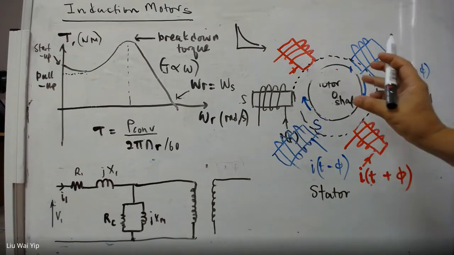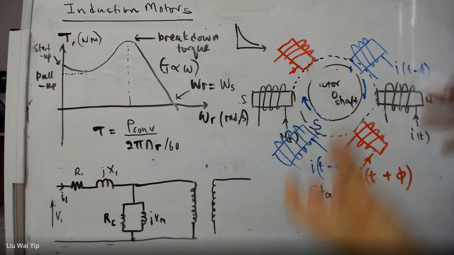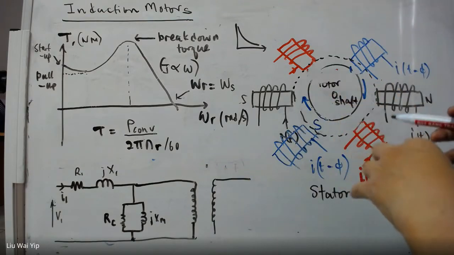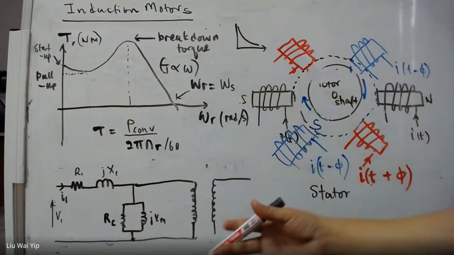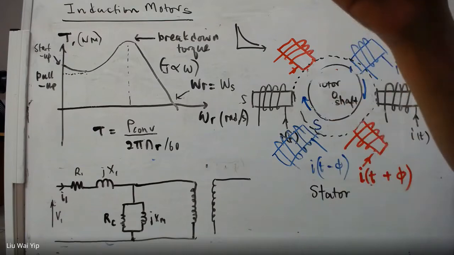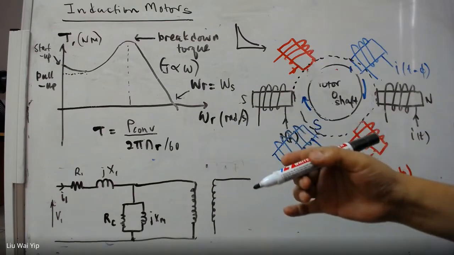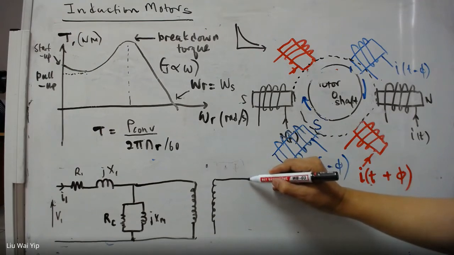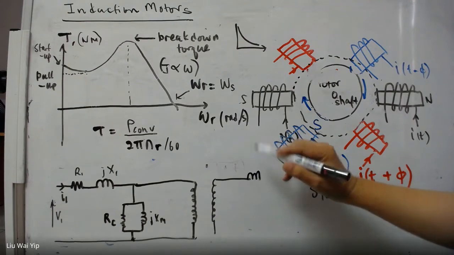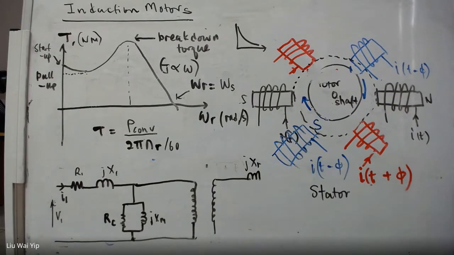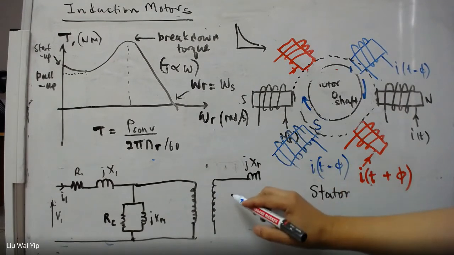The rotor doesn't have any wire connection, but we can conceptualize it as a real secondary of the transformer. So we assume it has a resistance and inductance. So now we have inductance, and this inductance is so-called jXR. R stands for the rotor.